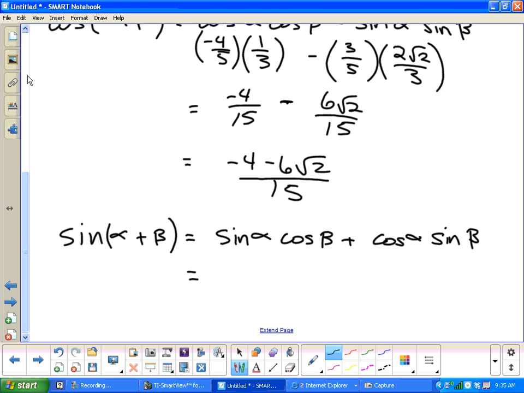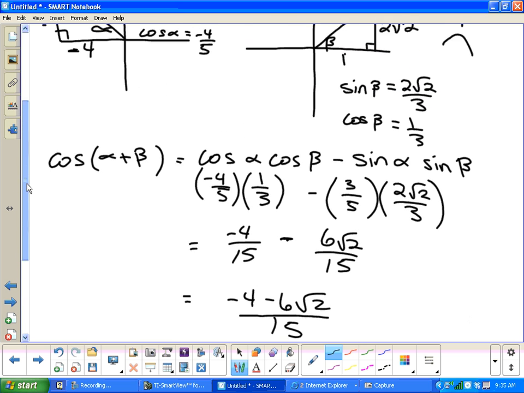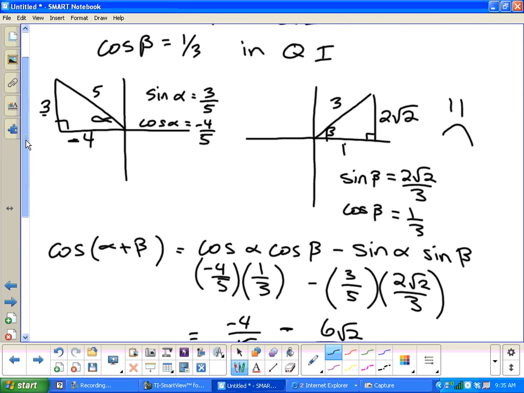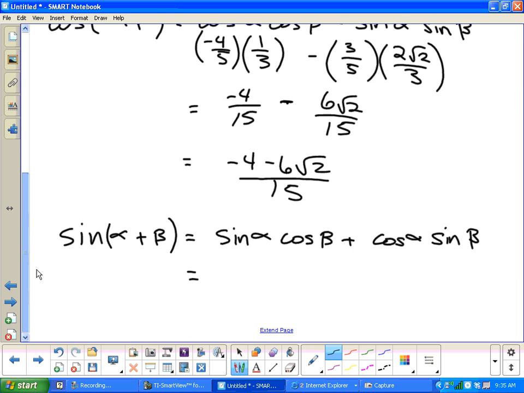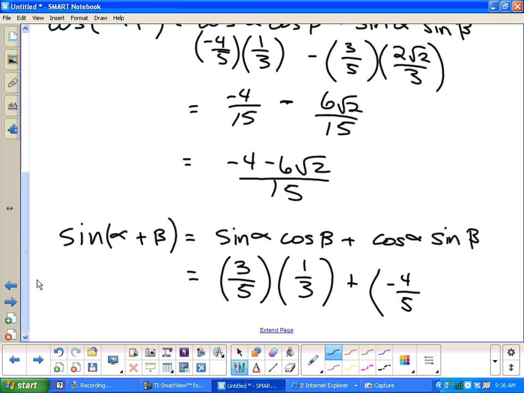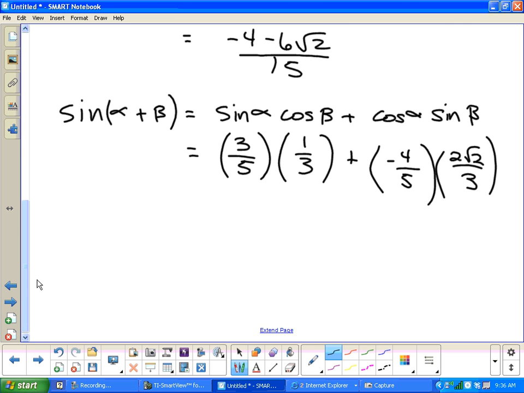Alright, so let's see, what's sine of alpha? Read that out. Sine of alpha is 3/5. I'm just going to let y'all call it out to me instead of spelling it. 3/5 times 1/3. Cosine beta is 1/3. Plus negative 4 over 5. And sine of beta, 2 square root of 2 over 3. Somehow we could leave that one out.